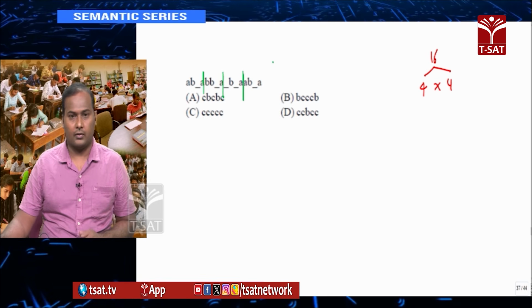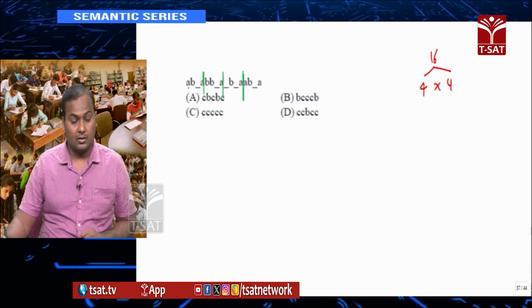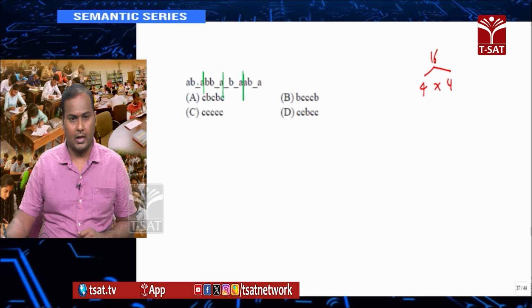Now after repeating into 4 blocks, check for the common. So what is the first block? The first block is A, B, gap, A. So A, B, gap, A.